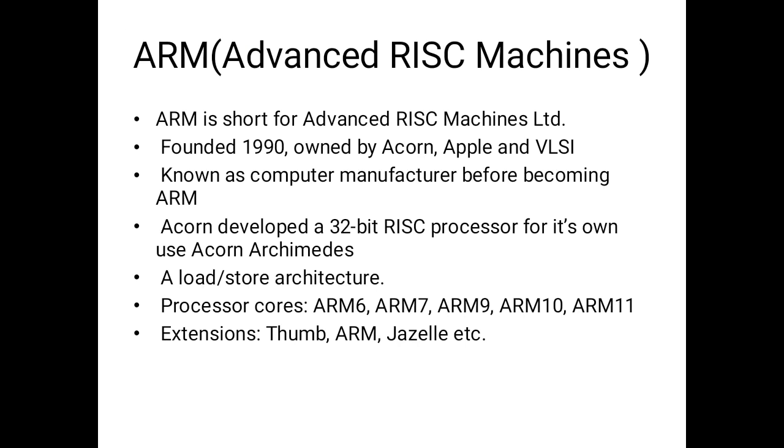Today we are going to discuss ARM, Advanced RISC Machine. In earlier slides, we have discussed RISC machines, reduced instruction set computer. ARM was basically founded in the 90s by the companies Acorn, Apple and VLSI. This is a 32-bit RISC processor used by the Acorn architecture.